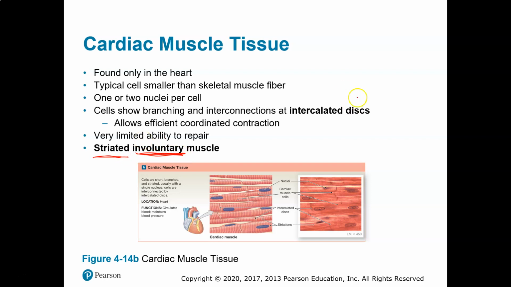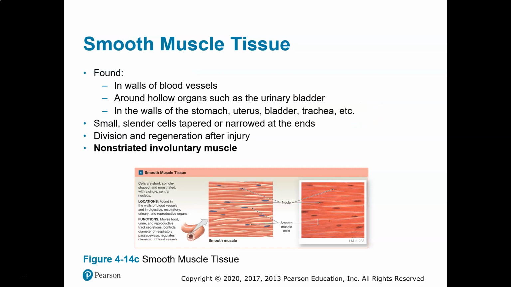The cardiac muscle cells are connected by intercalated discs. You only find cardiac muscle tissue in the heart. Oh, and the muscle cells are branching. They branch. And smooth muscle has no striations or stripes.